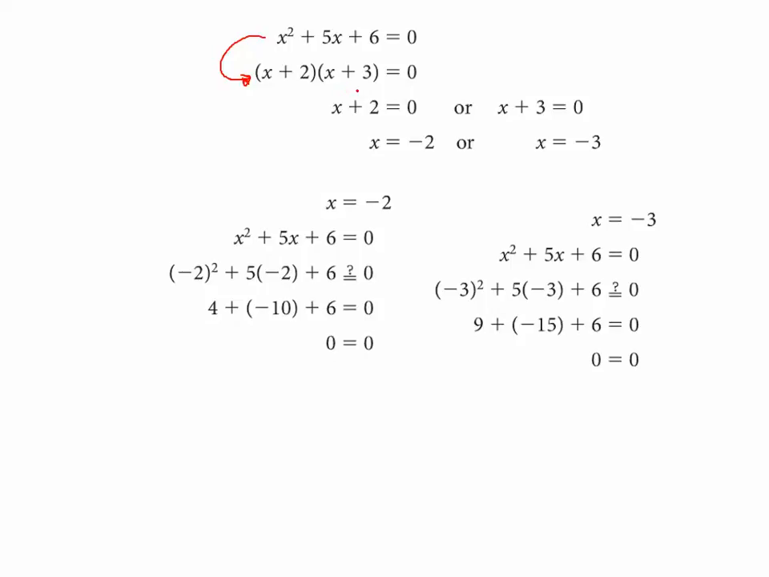And then the zero product property says I'm going to split this off into two different pieces. So there's my little "or". It's either x plus 2 is equal to 0, or x plus 3 is equal to 0. Solve each of those. Boom, boom.